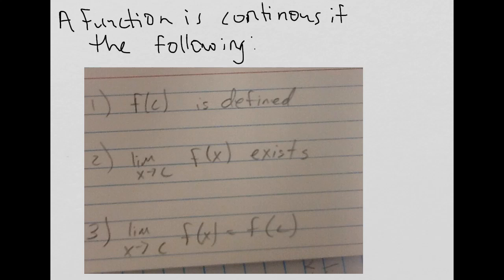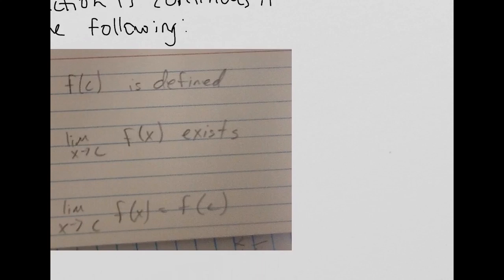Okay, so you also need to know what three things need to be true in order for a function to be continuous. If I had a graph and it had a hole in it, like right there, but it was defined over here, and it had a solid dot up here.